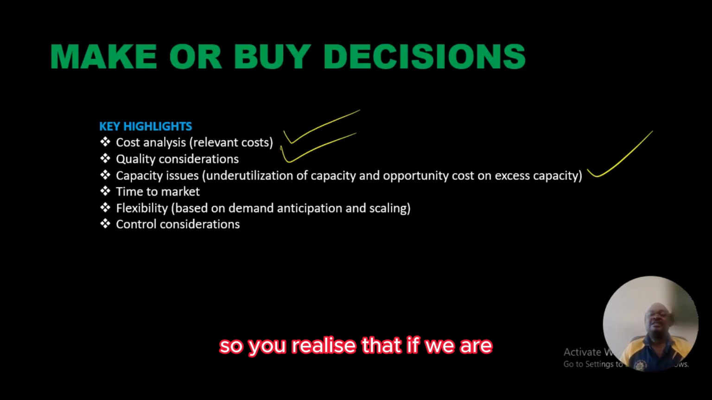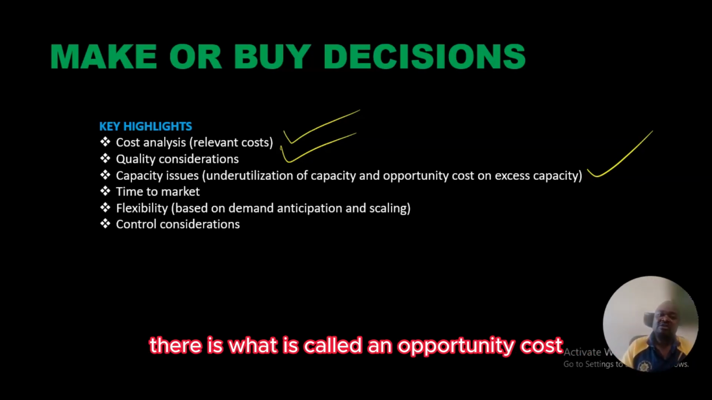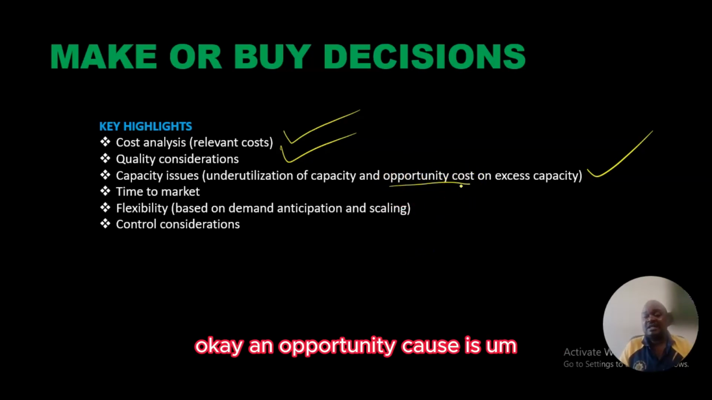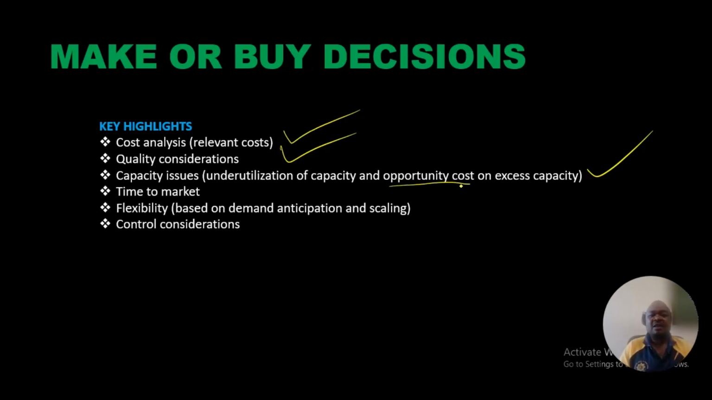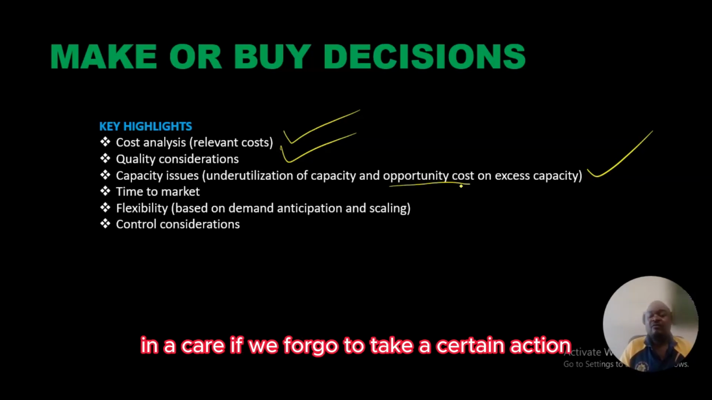Okay, so you realize that if we continue to operate below capacity, it means that we'll be losing out. If we continue to forego that advantage, there is what is called an opportunity cost. An opportunity cost is that penalty which we incur if we forego a certain action.